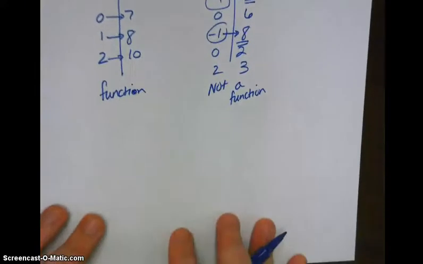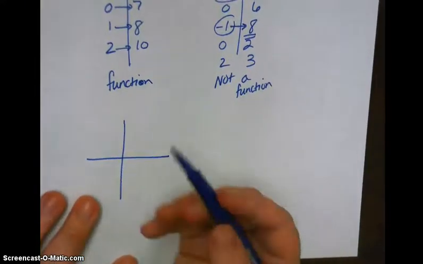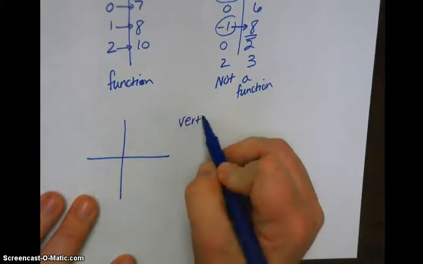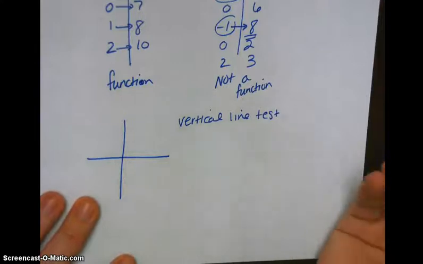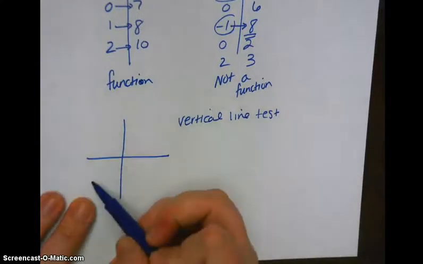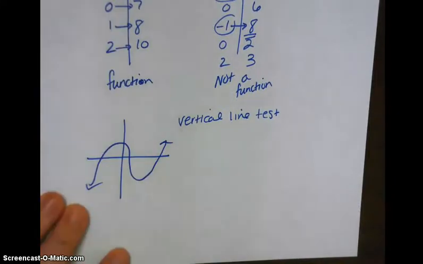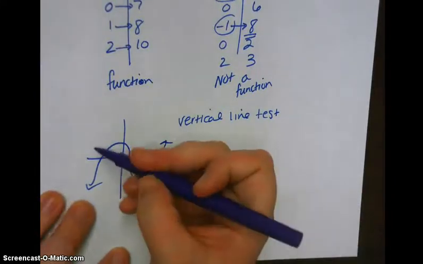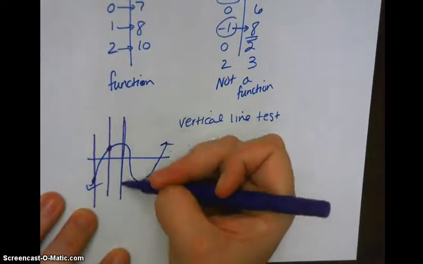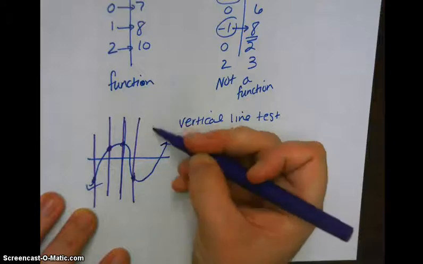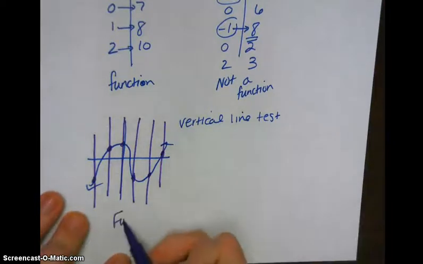If we are to look at graphs and determine if they are a function, graphs must pass what we call the vertical line test. That means I can draw a vertical line anywhere on the graph. Here's my graph. And a vertical line can only touch the graph at exactly one point. So every vertical line that I'm drawing only touches the graph at one point. So this is a function.